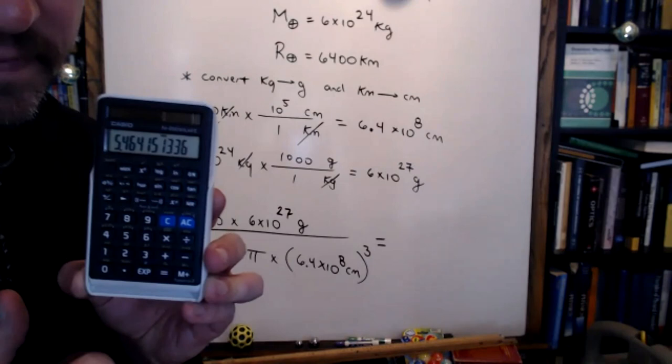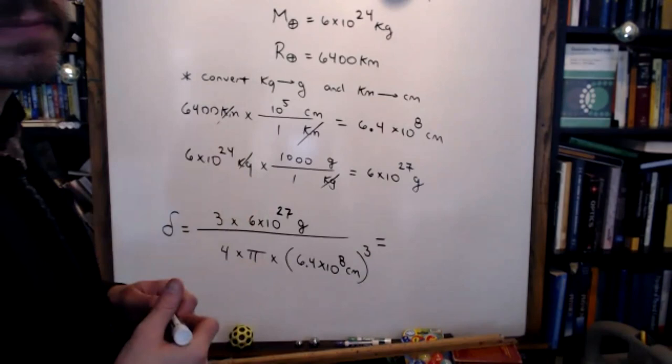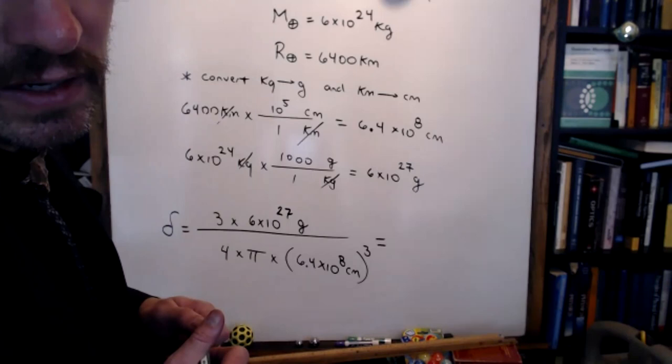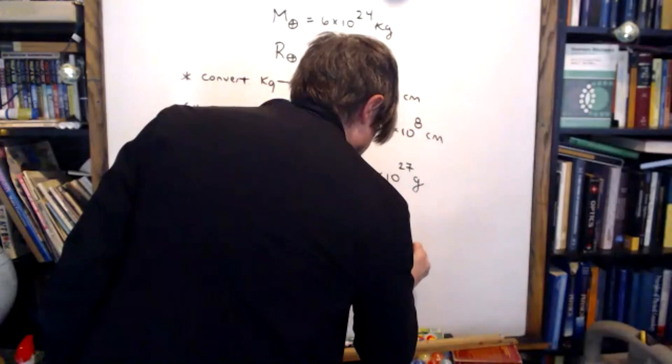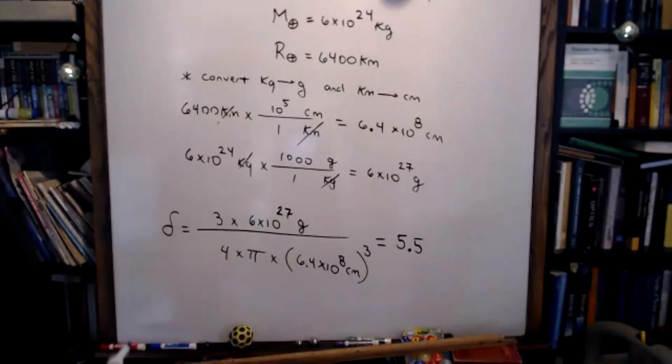What's my final answer? Okay, but say it, Cam. Say it loud, say it proud. So we've got 5.5. Excellent. And the units? Centimeters? A little more complicated than that. Oh, grams per centimeter cubed. Grams per cubic centimeter, right.